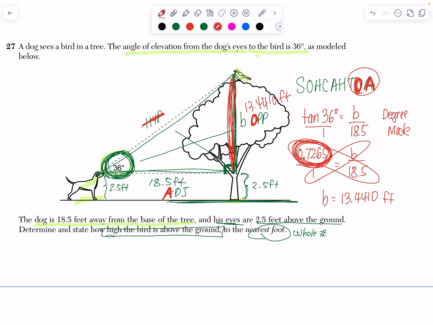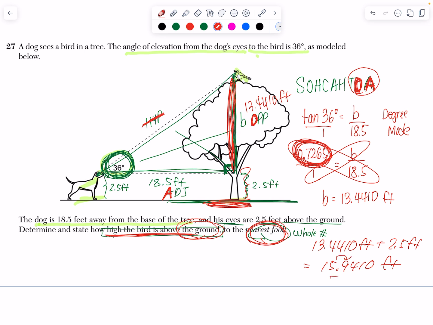13.4410 feet. But keep in mind, we wanted to know how high the bird is above the ground. So that's from here. So we need to add this 2.5 feet above the ground. So 13.4410 feet plus 2.5 feet. And when we use the calculator, we get 15.9410 feet. Question says to round to the nearest foot, so that would be 16 feet. The bird is 16 feet above the ground.